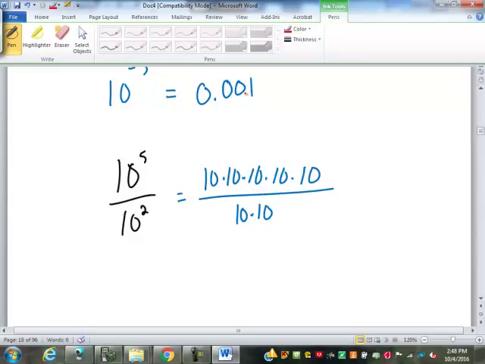We remember from our reducing fractions that we can cancel out common factors in the numerator and denominator. Cancel out one 10, cancel out another 10, what's left? 3 tens, 10 to the 3rd power.